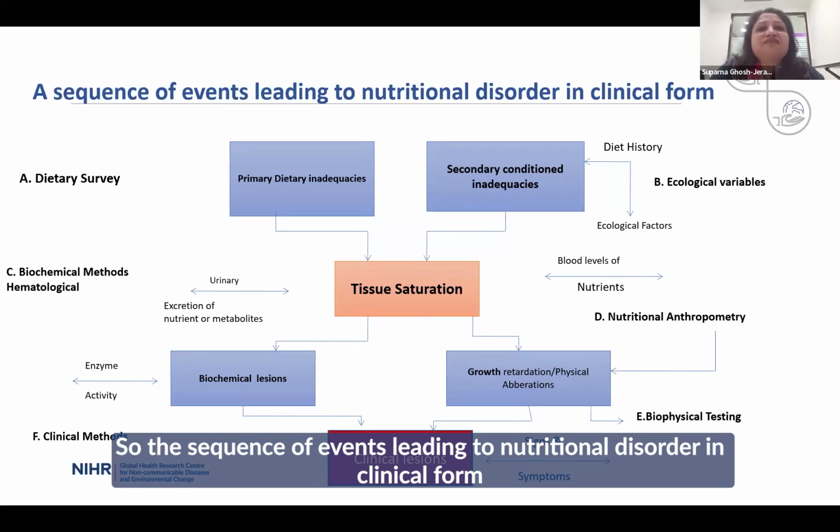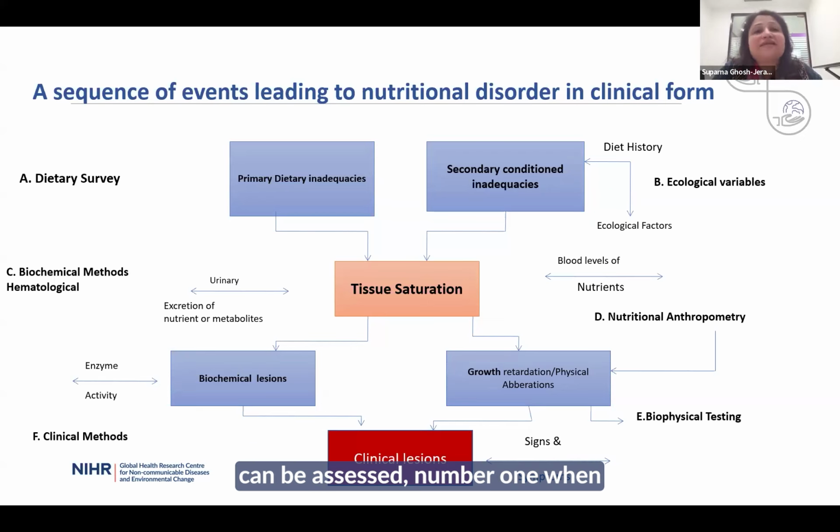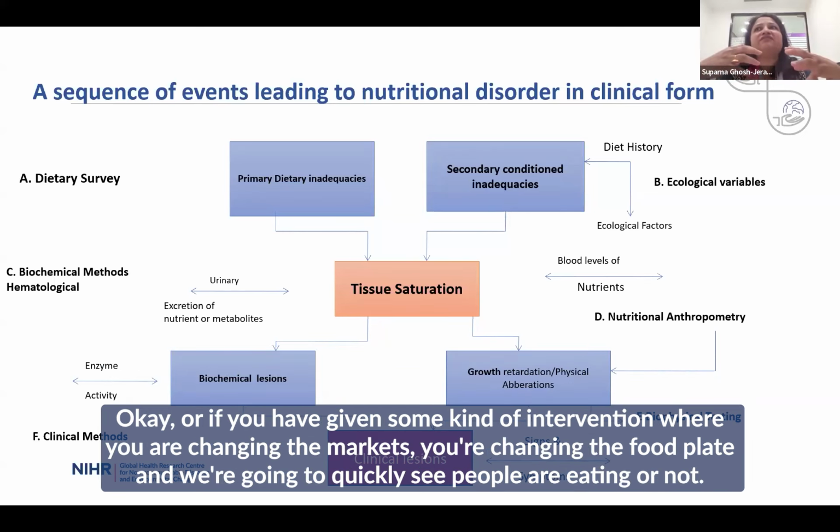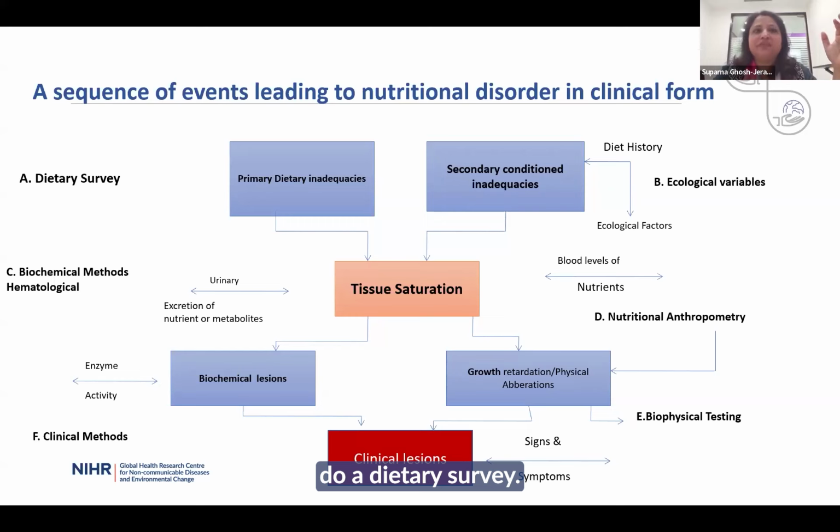So the sequence of events leading to nutritional disorder in clinical form can be assessed, number one, when there is primary dietary inadequacy or secondary conditioned inadequacy. Either way, there could be an insult which is happening in the diet. So what can we do? We can just quickly take a dietary recall and understand, is the population at risk of dietary deficiency? Or if you have given some kind of intervention where you are changing the markets, you're changing the food plate, and want to quickly see if people are eating or not, do a dietary survey.